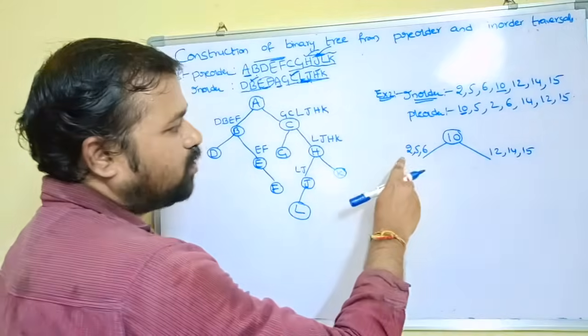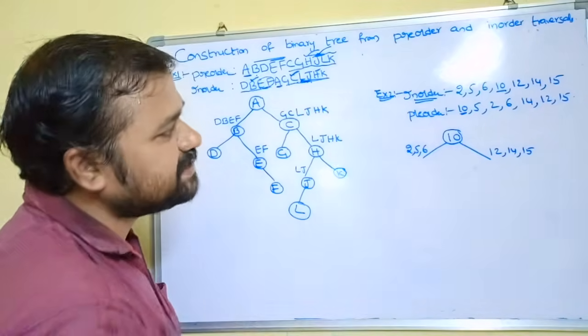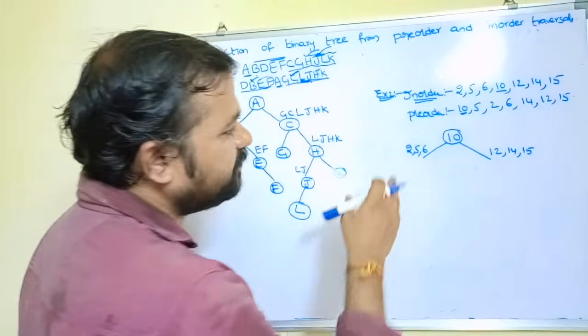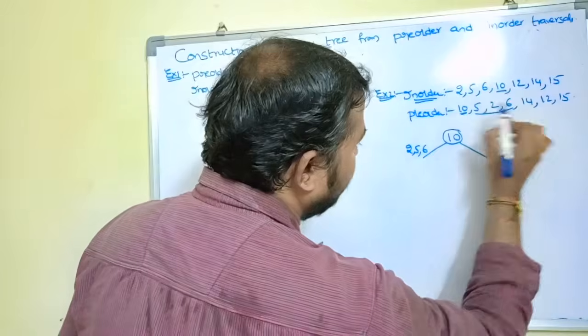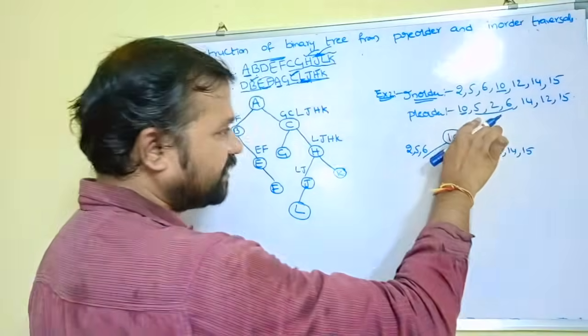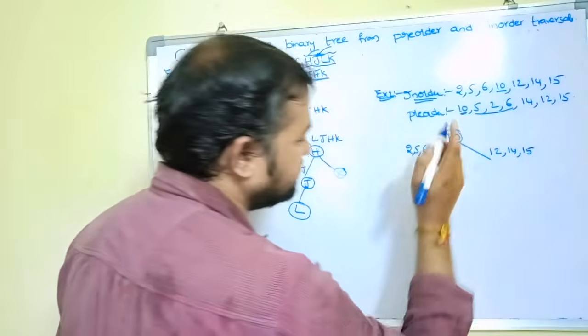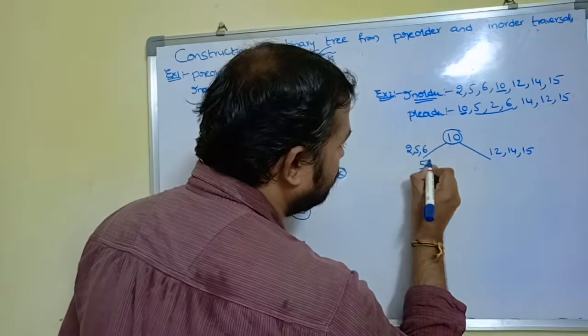So out of 2, 5, 6, which is the root element? For that purpose we have to go to preorder traversal. So 5, 2, 6. So which node occurs first? 5 occurs first. So 5 will become the root node.